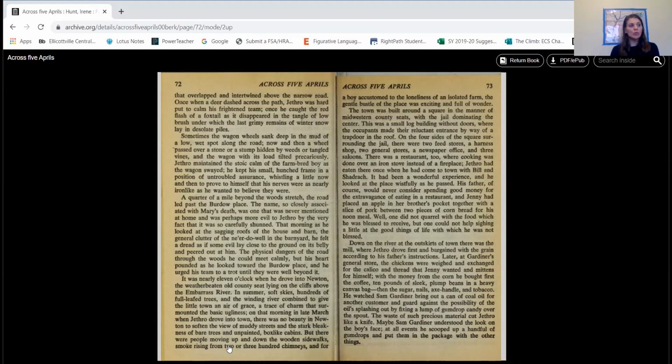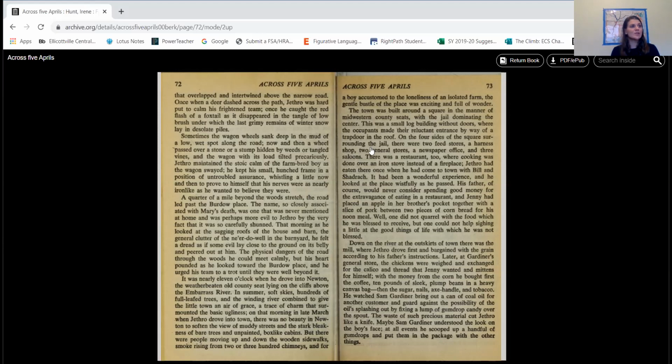But there were people moving up and down the wooden sidewalks, smoke rising from 200 or 300 chimneys. And for a boy accustomed to the loneliness of an isolated farm, the gentle bustle of the place was exciting and full of wonder. The town was built around a square in the manner of Midwestern county seats, with the jail dominating the center. This was a small log building with no doors, where the occupants made their reluctant entrance by way of a trap door in the roof.